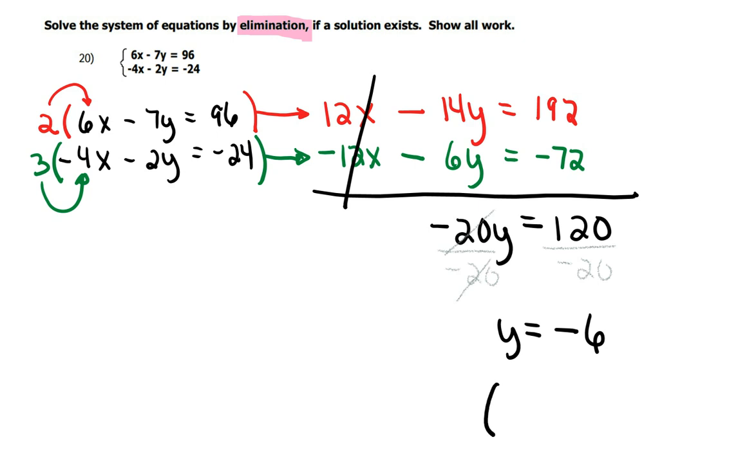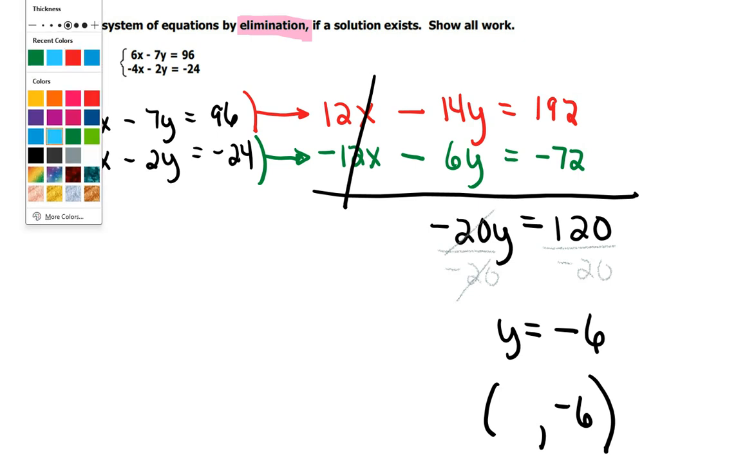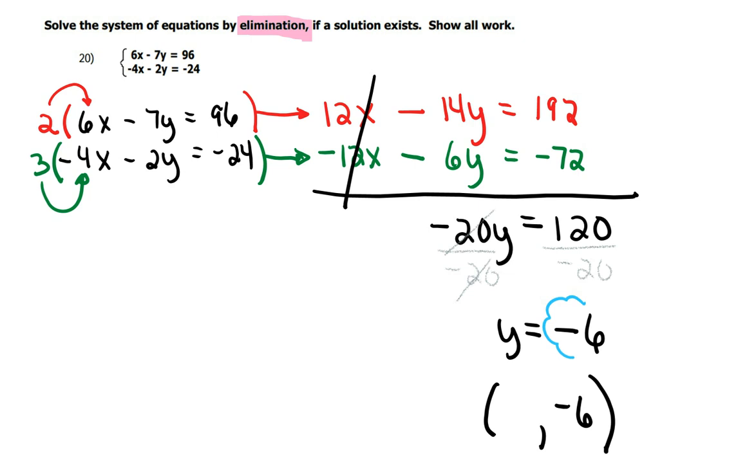Now that is the y coordinate of my ordered pair. Remember, you're solving a system of equations, which means you're really looking for the point where they intersect. So we're just doing it with algebra. Now what I have to do is take that negative 6, pick a different color here, go blue again, and plug it back into one of the two original equations so I can solve for x.